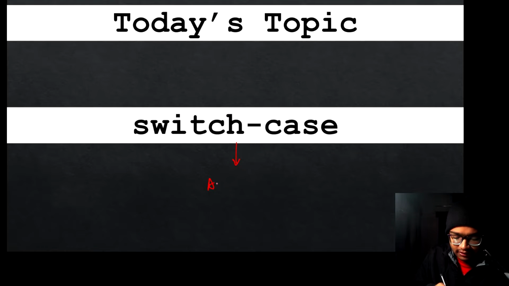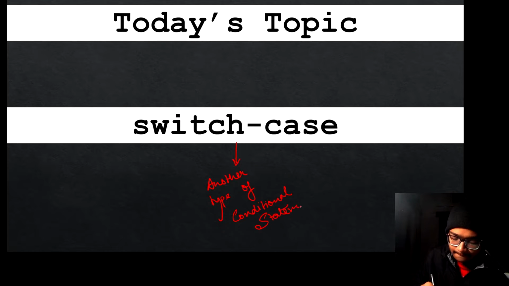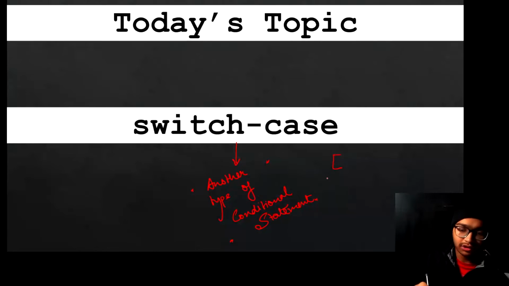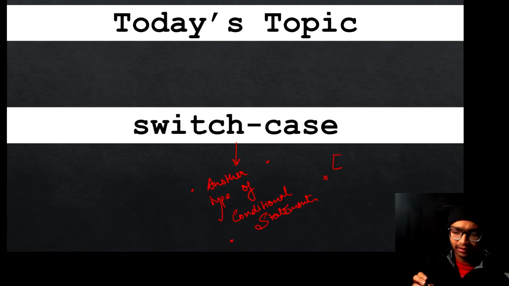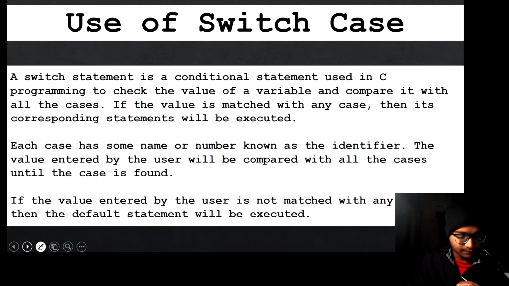Switch case is another type of conditional statement which helps us to implement conditional operation in our program, that is, to execute a part of the code and to ignore another part of the code. We already know about this, but you know very clearly what I mean by executing a part of the code and ignoring a part of the code, right? It will be based upon a condition. So let's see the technical definition of switch case, and then after that we'll proceed to the syntax.